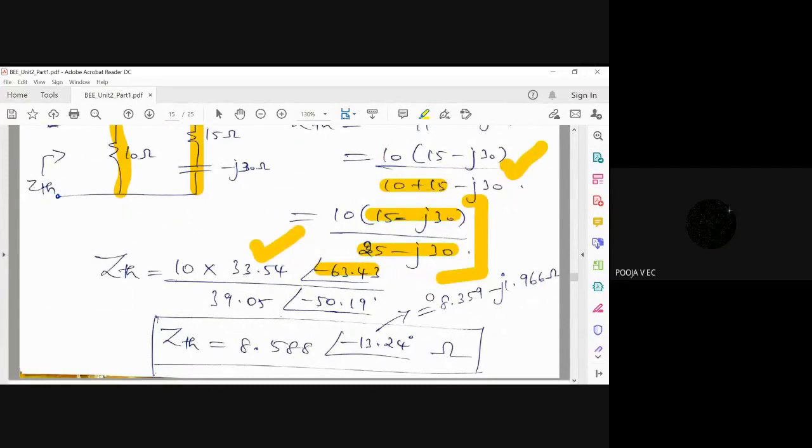Sir, can we take 15 common and write 1 minus 2j, sir? Can we do like that for a complex number? Yes, you can do that. You can take 5 out of the denominator also. You can take out 5 common and simplify. If you take polar format also, you'll get the same answer. You can do that.